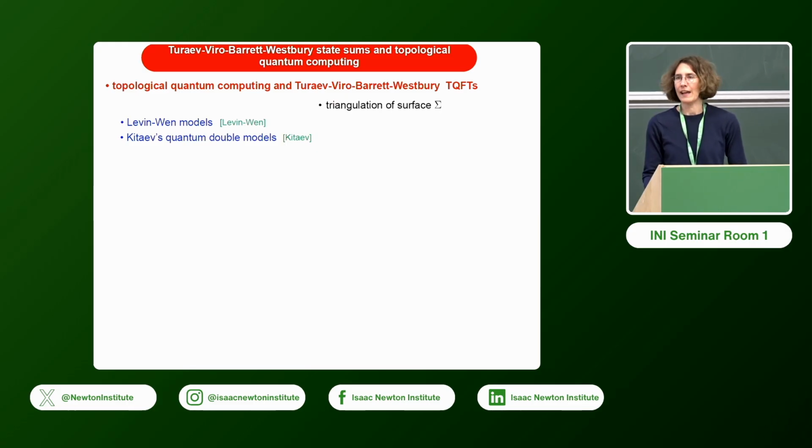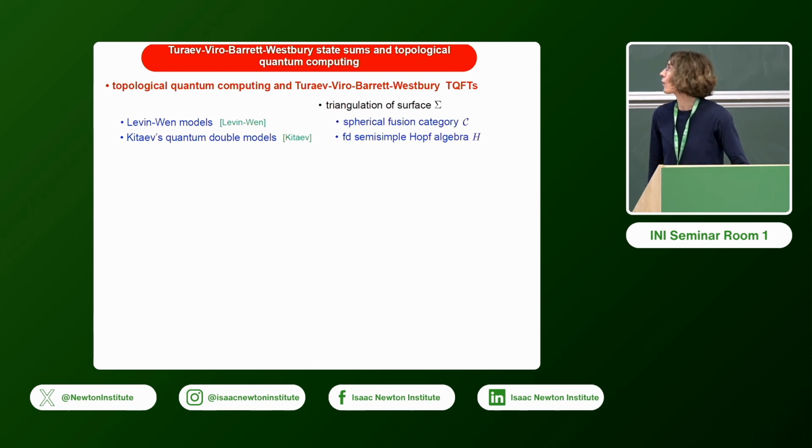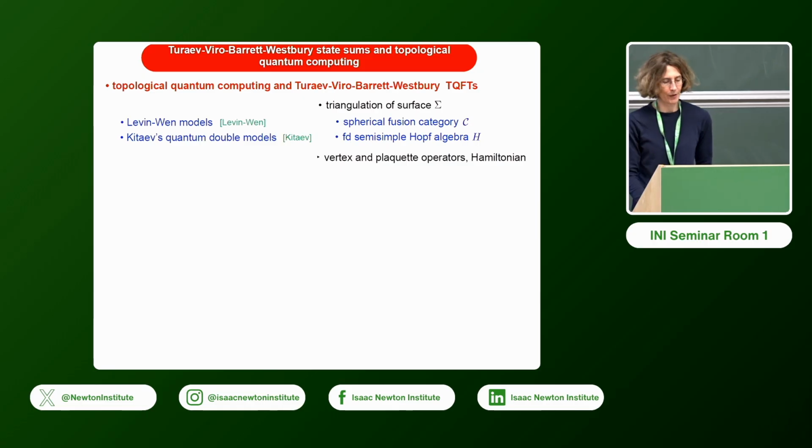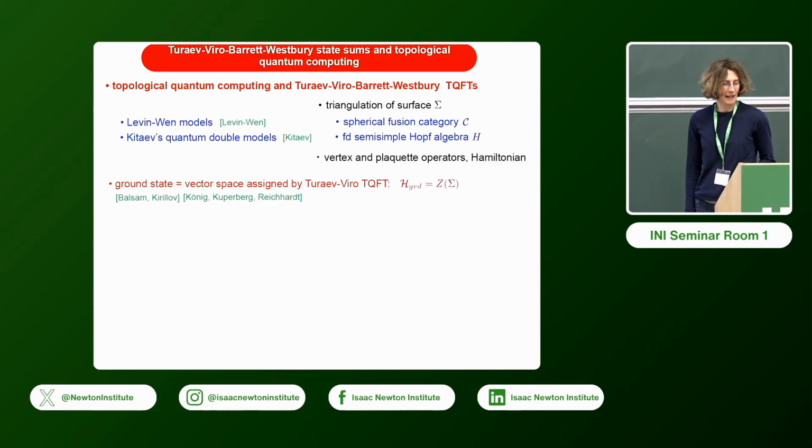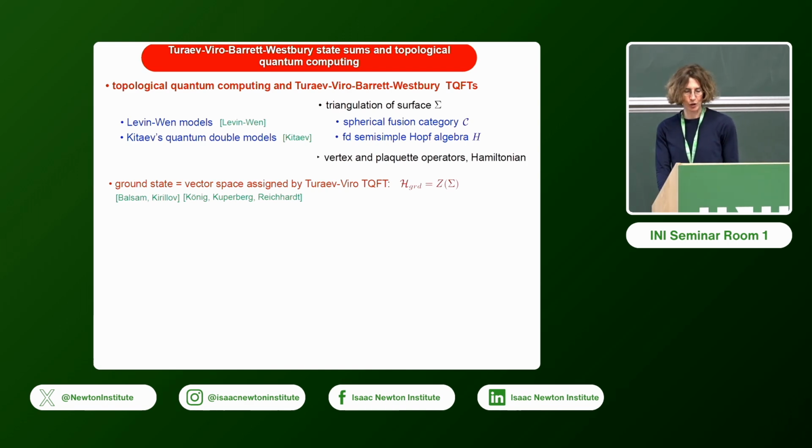So these models take a triangulated surface and then either a spherical fusion category, or if one wants to work with Hopf algebras, a finite-dimensional semisimple Hopf algebra. Out of this one can define vertex operators and plaquette operators and a Hamiltonian. And as soon as you have a Hamiltonian, you have a ground state of the model. The ground state is specifically the vector space that the Turaev-Viro topological quantum field theory, which can be realized as a state sum model, would assign to the surface. Okay, so this is known.